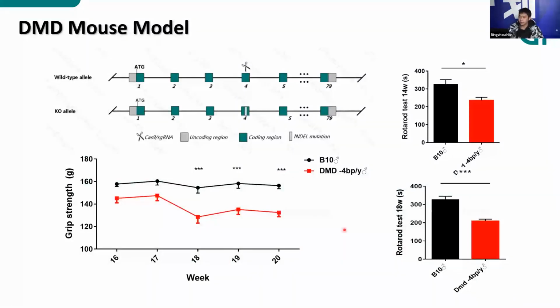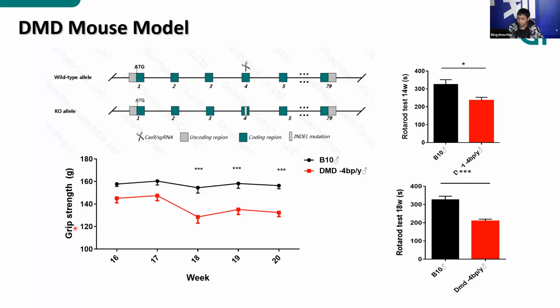So in our facility, we generated this DMD mouse model by introducing an indel frameshift mutation at the 4th exon of the DMD gene in mice. This frameshift mutation results in a truncation of the gene product, which is dystrophin in mice. After we obtained the homozygous mice, we did a lot of phenotypic analysis. Now I will show just some of the data.